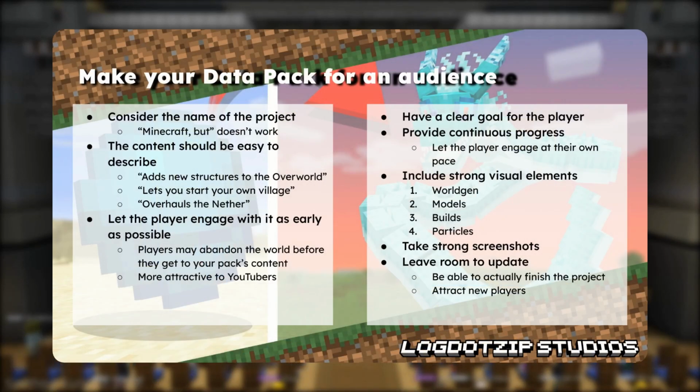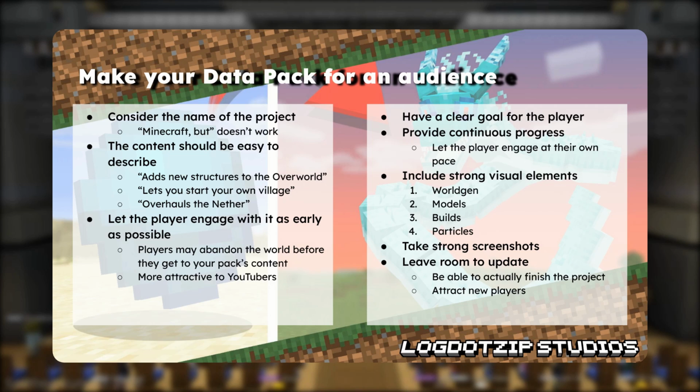So with that, how can you make your data pack attract an audience? Well, the first thing you want to keep in mind is have an idea of what the name is going to be. Have an identifiable name for your project. Minecraft Butt works as a styling or a titling style on YouTube, because that's what that audience expects. But that is not what the audience expects for things that are available for public download.